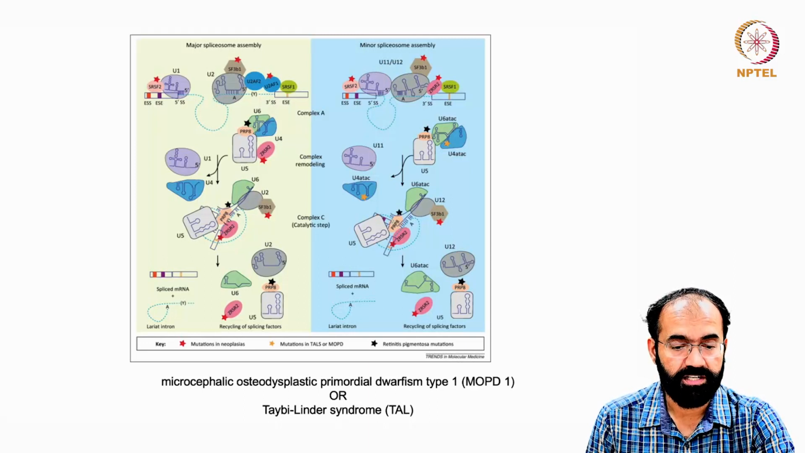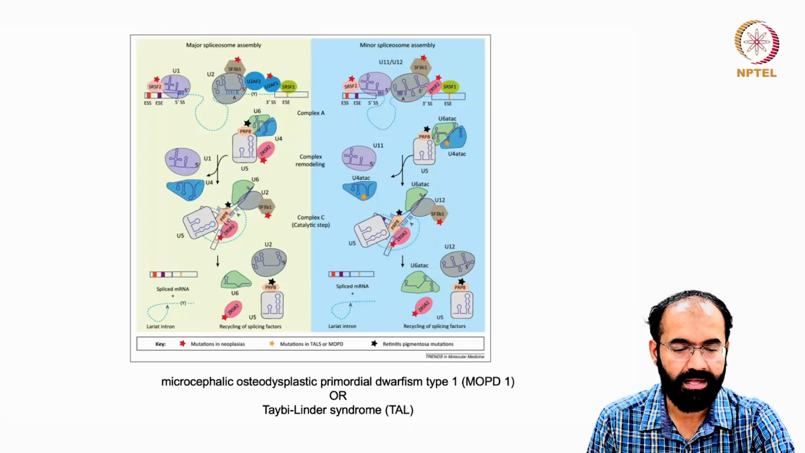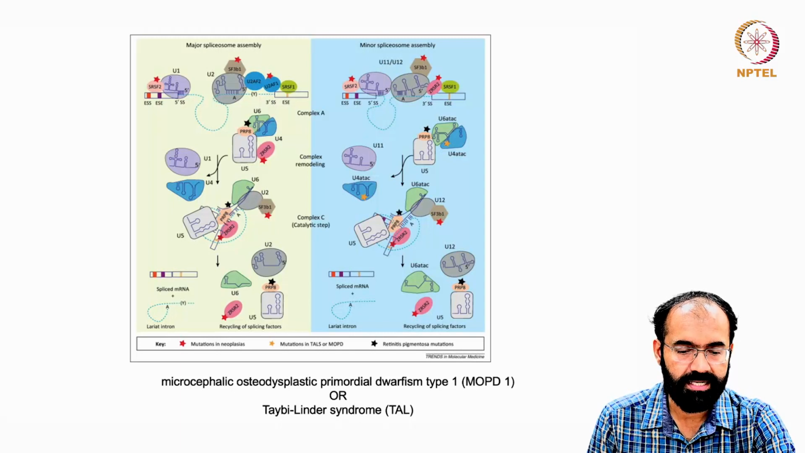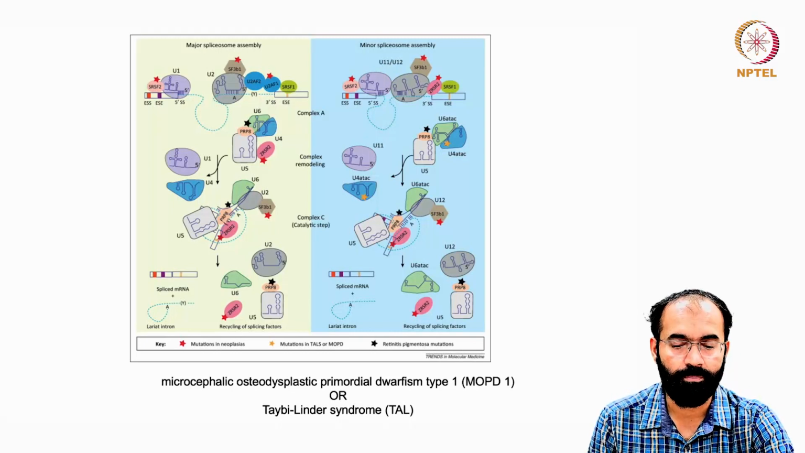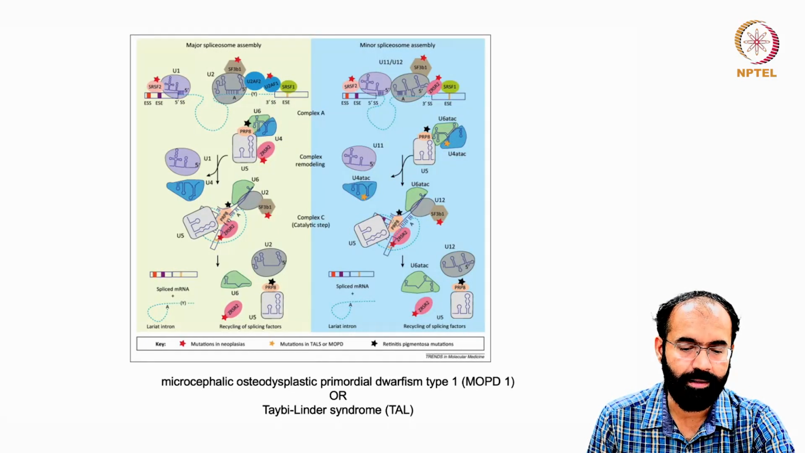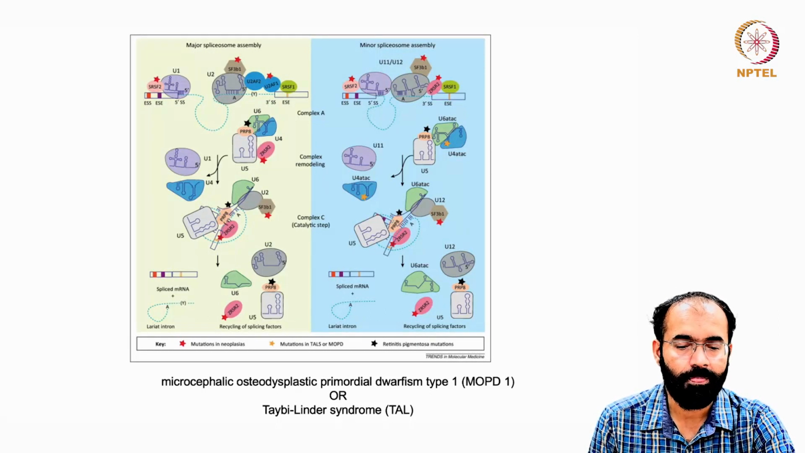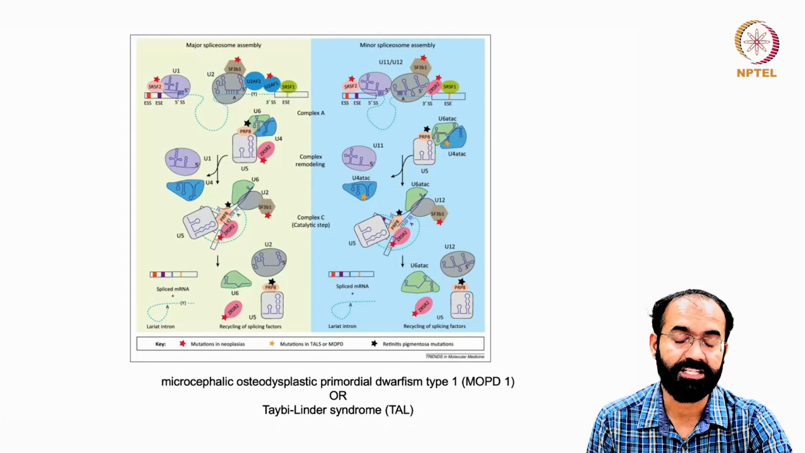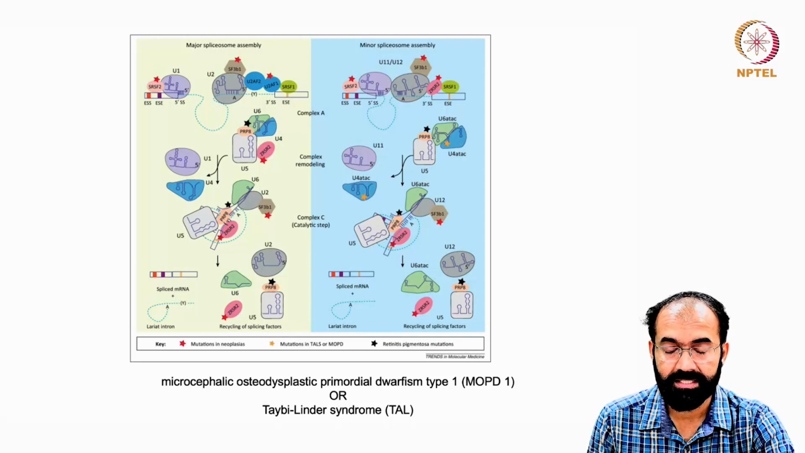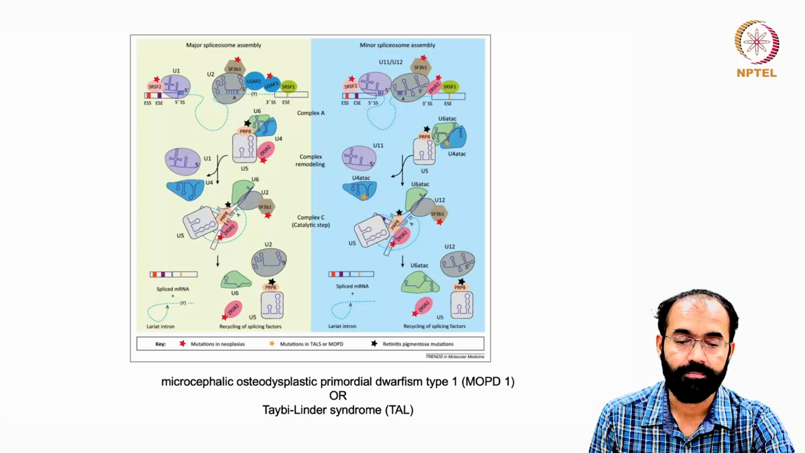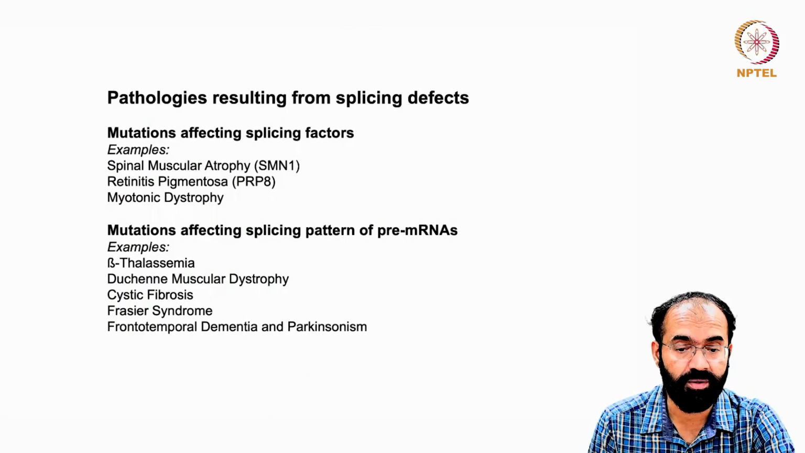So many disorders can arise. One such example is microcephalic osteodysplastic primordial dwarfism type 1, MOPD1, or Taybi-Linder syndrome, mentioned as TALS. They can arise because of a defect in the minor spliceosomal assembly. So the major spliceosomal assembly is shown here, and this is the minor spliceosomal assembly. And let us see some examples of pathologies resulting from splicing defects.